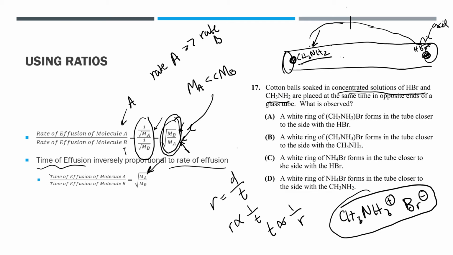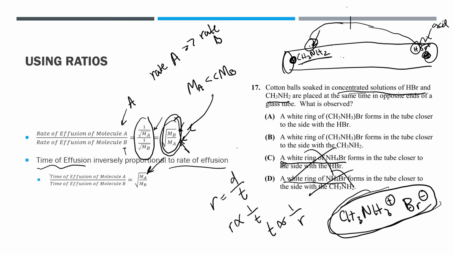So we can look at C and D, and we see that it says a white ring of NH4Br, ammonium bromide, is going to be formed. Both of these options have ammonium bromide being formed. We know that's wrong because that doesn't make any sense. This is just an acid-base reaction. This is our base, this is our acid, we abstract a proton. So we can immediately eliminate C and D.